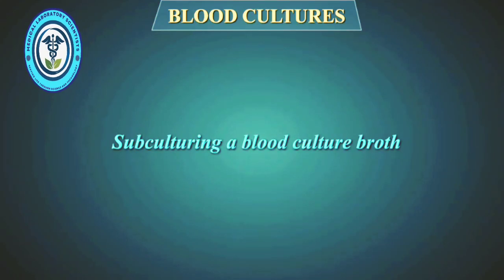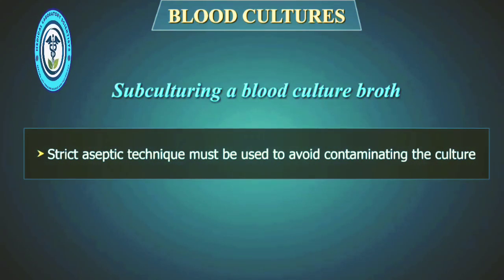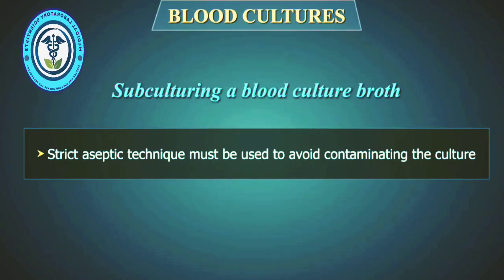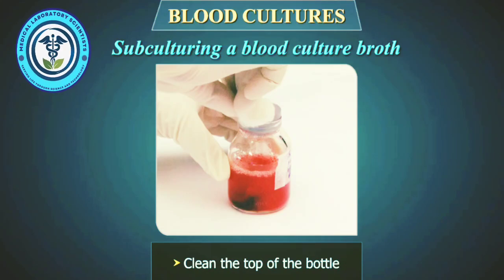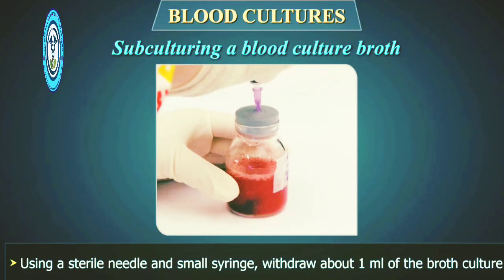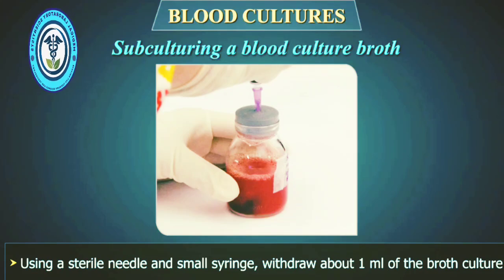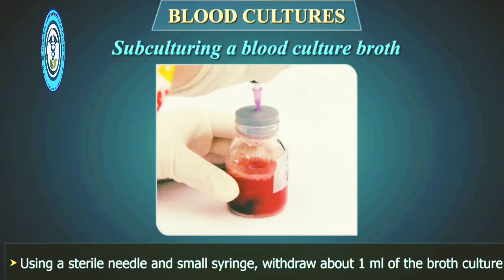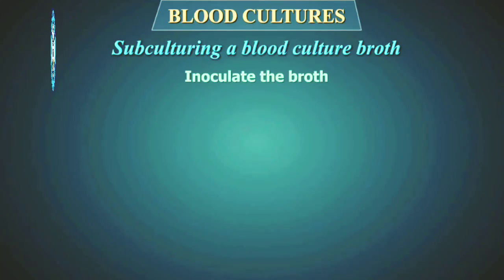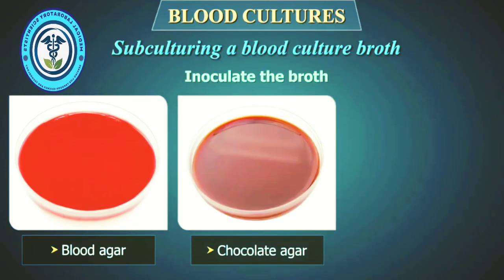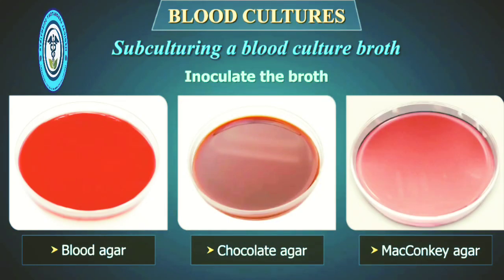Subculturing a blood culture broth. A strict aseptic technique must be used to avoid contaminating the culture. Clean the top of the bottle using an ethanol ether swab. Using a sterile needle and small syringe, insert the needle through the rubber liner in the cap and withdraw about 1 milliliter of the broth culture. Inoculate the broth on blood agar, chocolate agar, McConkey agar, and use the streak plate method.